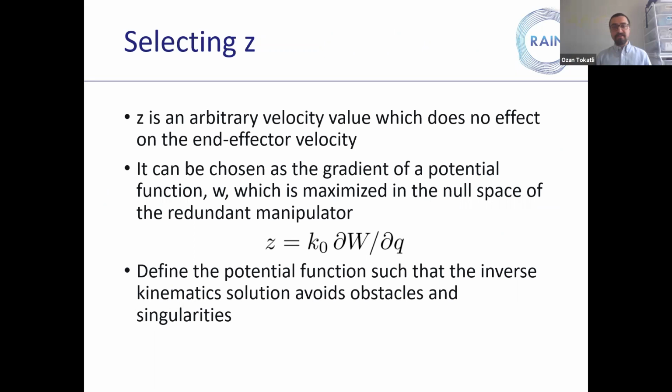So Z can be an arbitrary value. It's up to us. As I said, Z has no effect on the end effector velocities that we will observe. There are methods for selecting Z. The most conventional one is defining a potential function and equating Z to the gradient of it. So basically, we're trying to maximize a potential function. And in our case, we define two separate potential functions. One potential function for collision avoidance and another one for singularity avoidance.